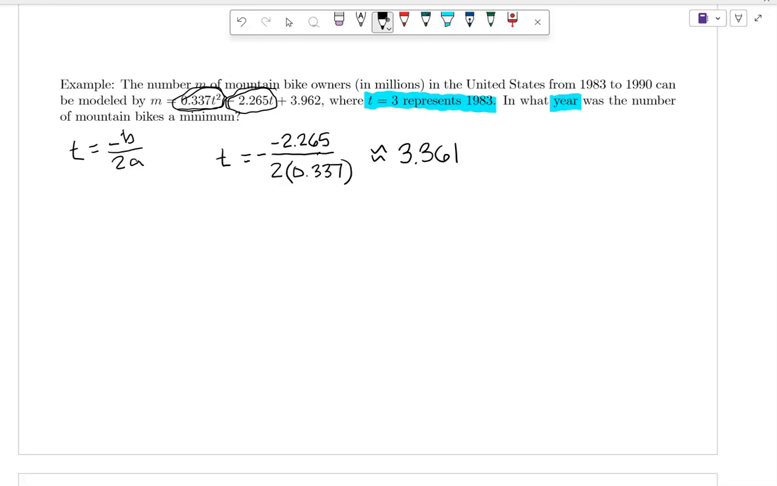And then the question's asking us, in what year was the number of mountain bikes a minimum? So this t right here, again, is giving us the year. So in our real answer, what is going to be the year where it's a minimum? If we see here, t represents 1983. So we're looking at 1983 and some change, so we're still going to be in 1983. So the mountain bikes were a minimum in 1983.